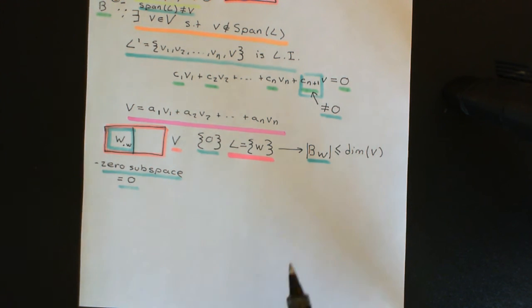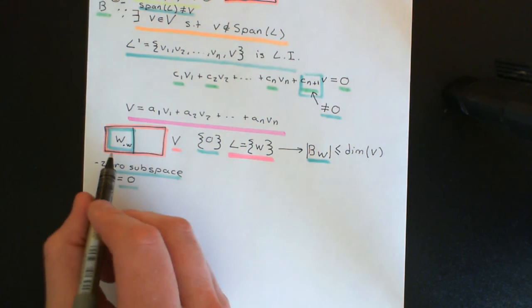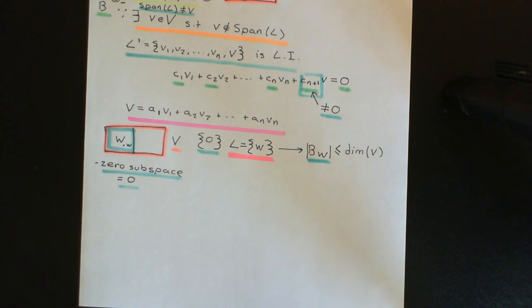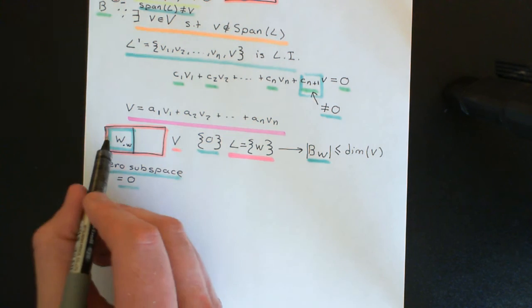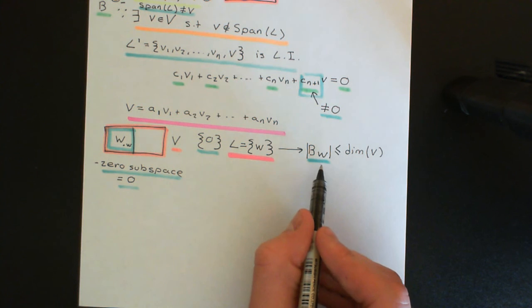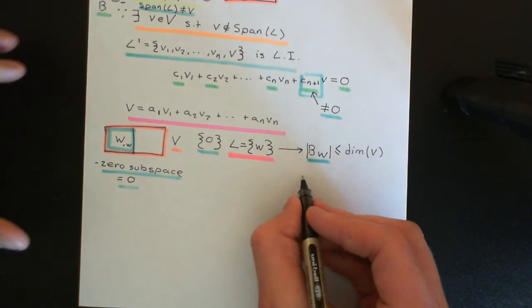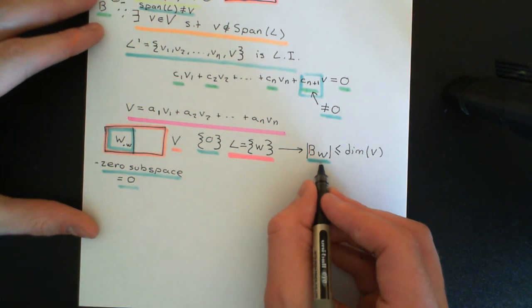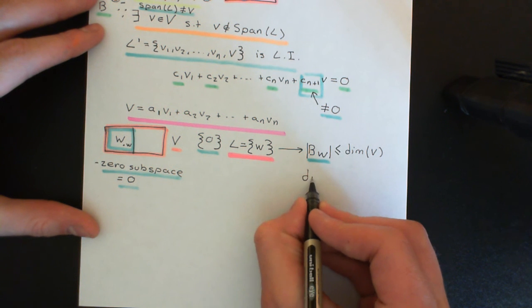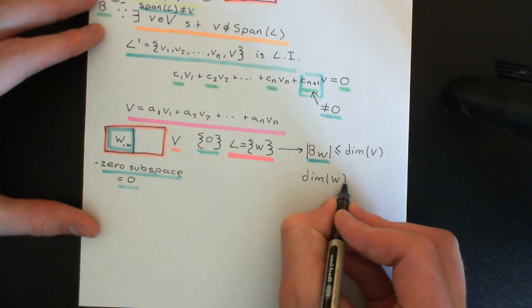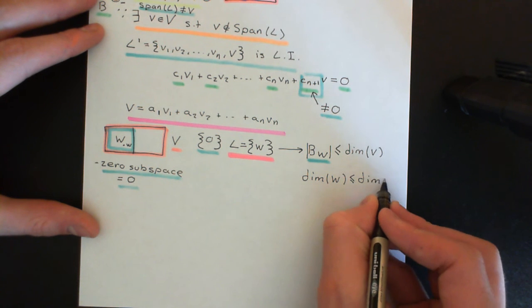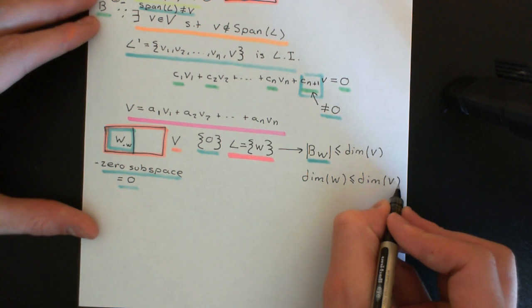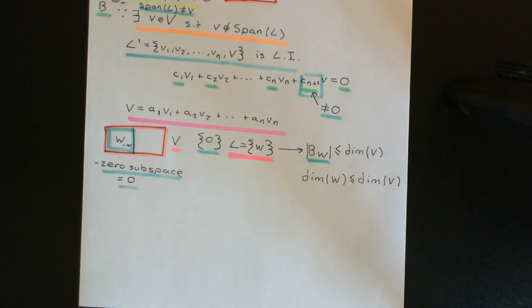Firstly, this now proves that this subspace W is also a finite dimensional vector space, because I've got a set here which spans the entire vector space and has a finite number of elements in it. In addition, the size of the basis of W is what we would call the dimension of the subspace W. So what this now tells us is that the dimension of a subspace W is less than or equal to the dimension of a vector space capital V.